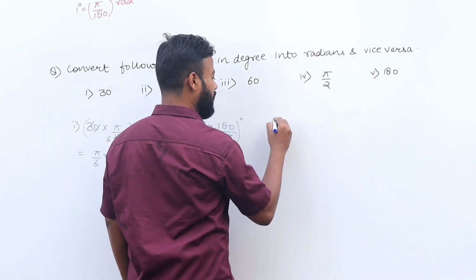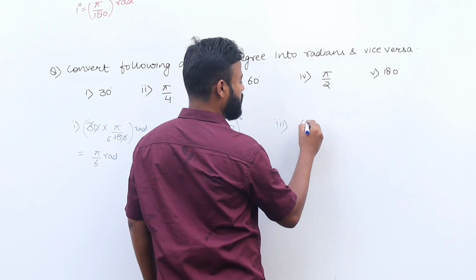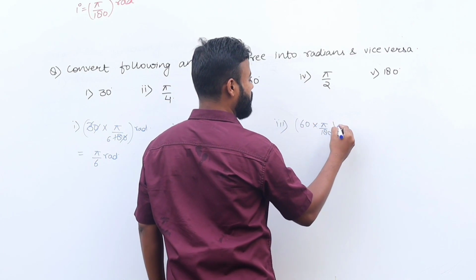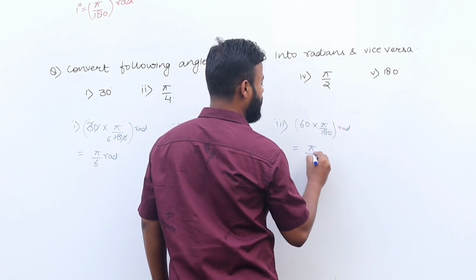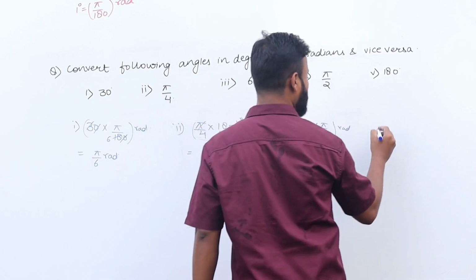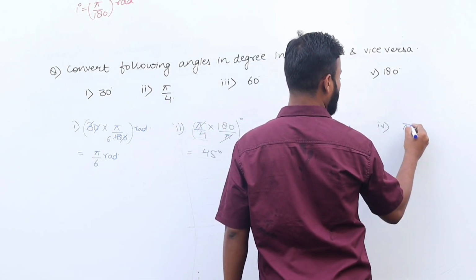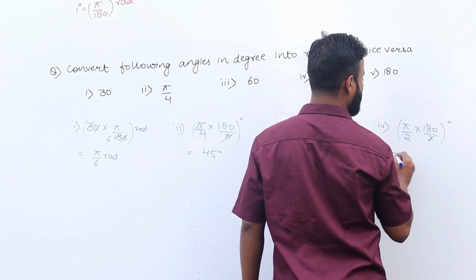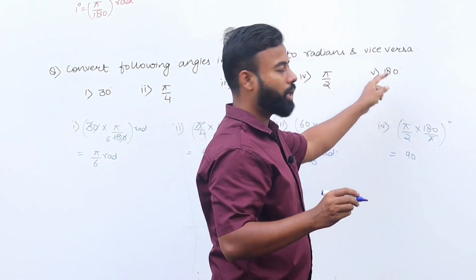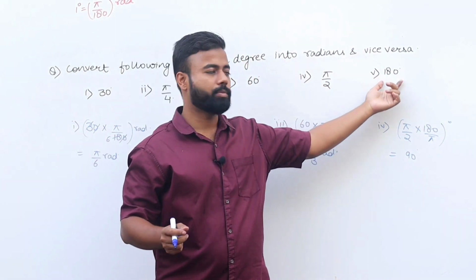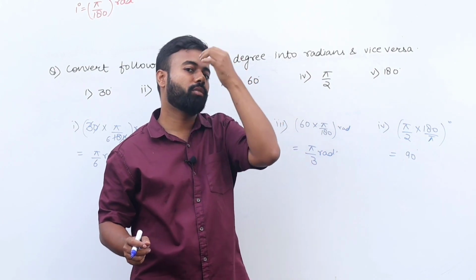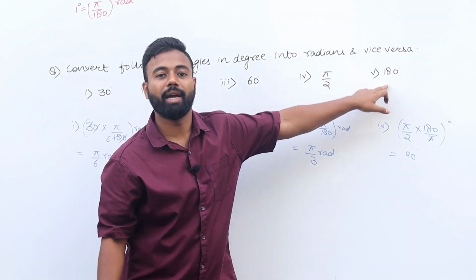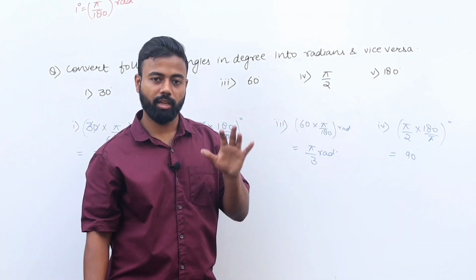Third question. Again we have to multiply by pi by 180. 60 into pi by 180, and this will come out to be pi by 3 radian. For the fourth part, I have to multiply by 180 by pi degree, and this will come out to be 90 degree. Last part, I request you to do the last part. The angle given is in degree and you have to convert it into radian. You have to use this formula. And the last question's answer will come out to be pi radian. I hope things are making sense and you are connecting all the dots.